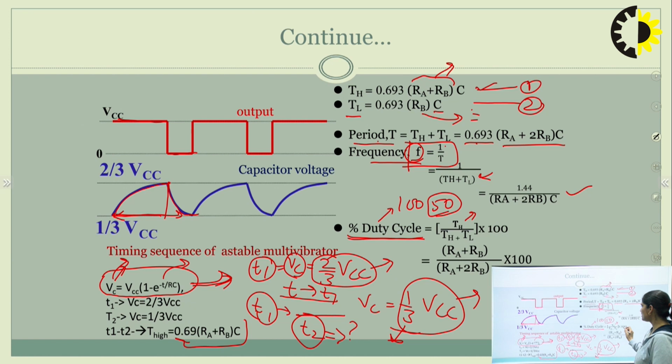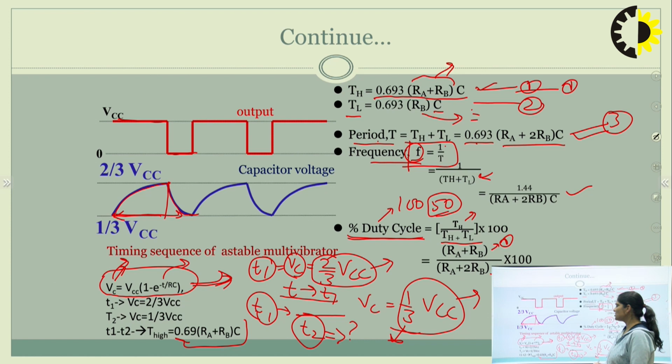On time is represented as T high. You can put here the value of T high: T high is equal to 0.693 (RA + RB) C. Now here, total time is T high plus T low, so total time is equal to 0.693 (RA + 2RB) C. Put equation number 1 and equation number 3 here: equation 1 upon equation 3 into 100. So you can find out the percentage duty cycle when you put the value of T high and T low. And percentage duty cycle is defined as high time upon total time into 100.